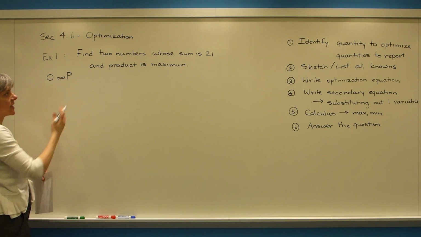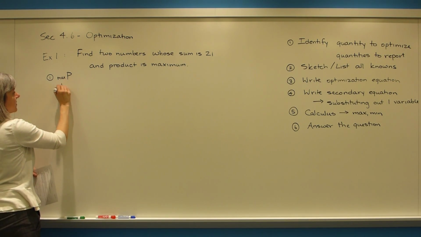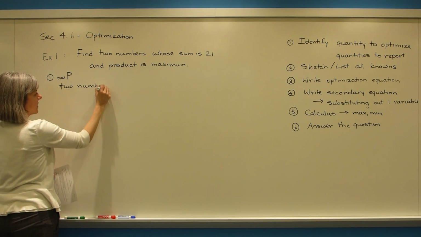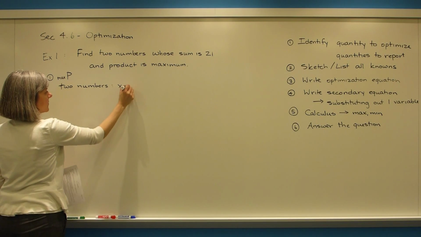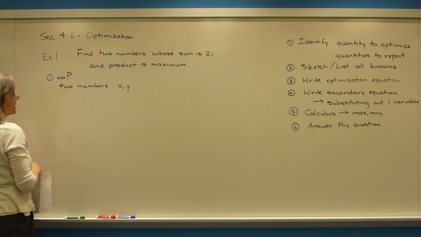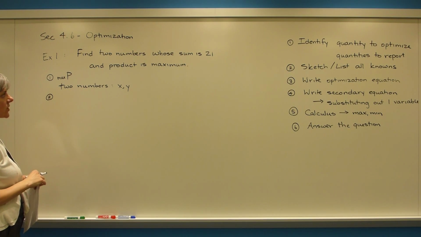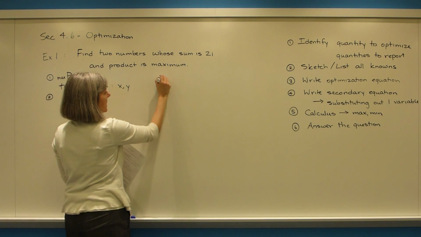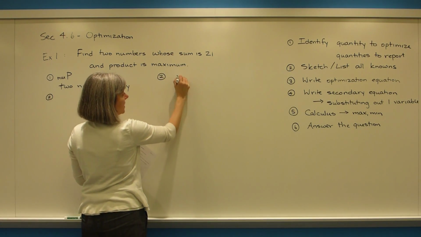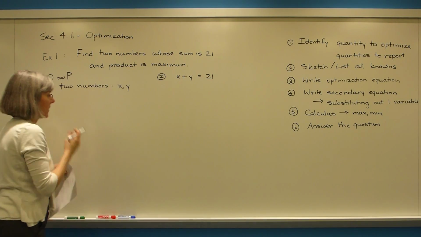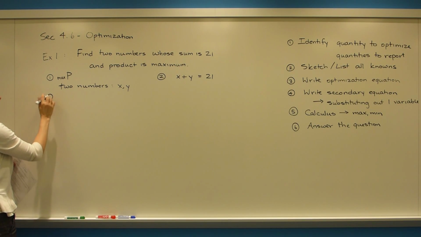And what am I trying to find? Two numbers. Let's just call them X and Y, A and B. It really doesn't matter. Okay. Is there anything to sketch? No. Do we have any extra information? In fact, let's write that over here. Yes, we do know that the sum, X plus Y, is 21. Okay, so we do have a little extra information.